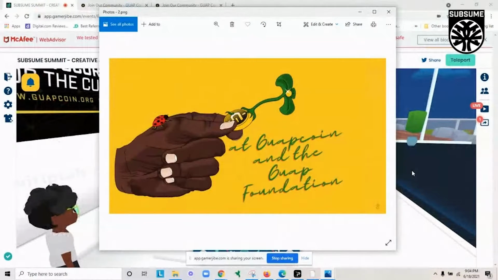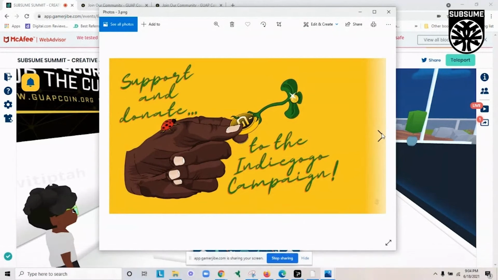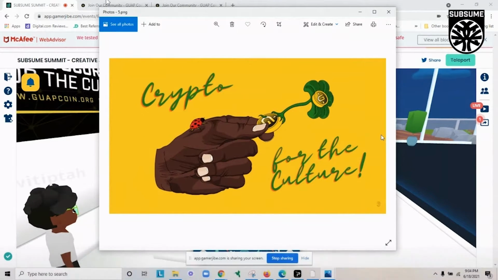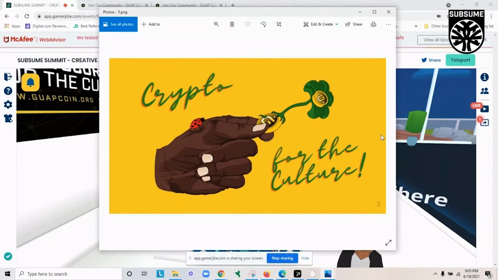So we are doing a fundraiser because a lot of growth is happening at GuapCoin and at the Guap Foundation. I love these images. We are in the process of doing a $350,000 raise and or more. So if anyone wants to donate, please feel free. But I love this image because it speaks to the coin, to the masternodes, to the ancestors, and the gift that this truly is.